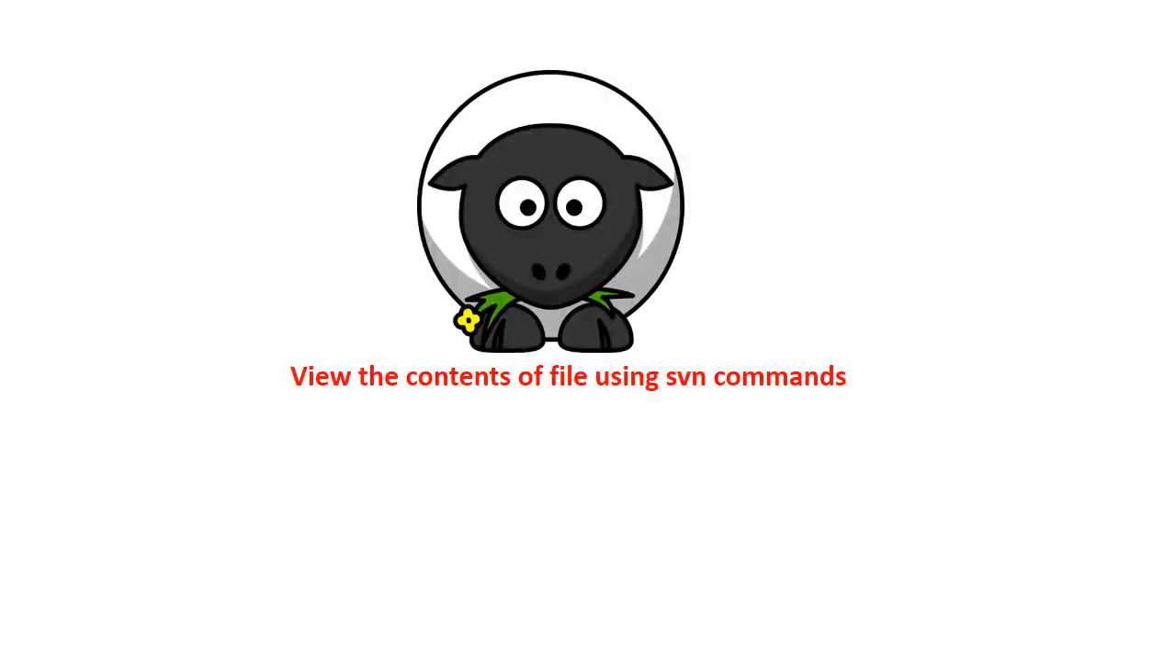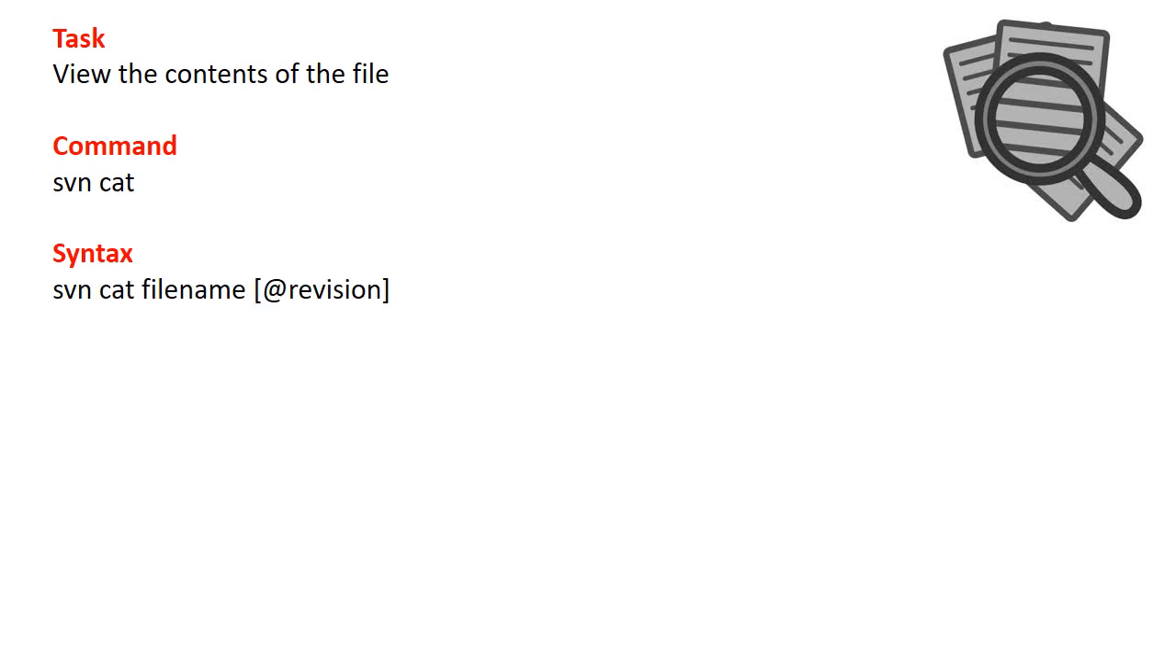In this presentation, we will discuss how to view the contents of a file using SVN commands. To view the contents of the file, you can use the SVN subcommand cat. If you want a particular version, you can specify the revision, without opening or checking out that particular revision.